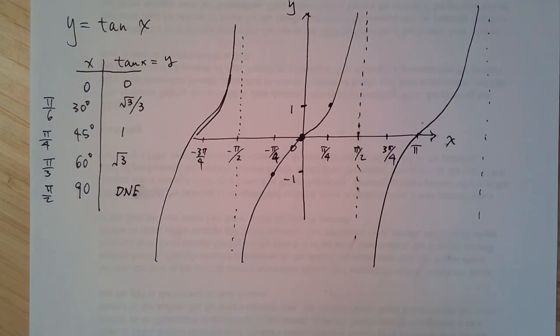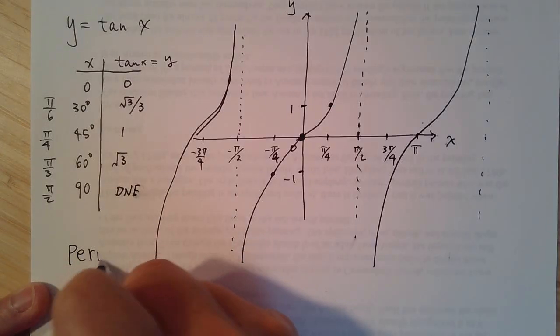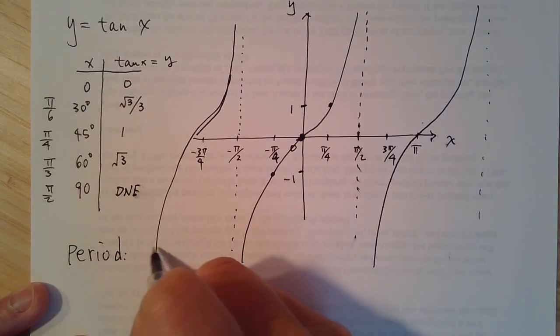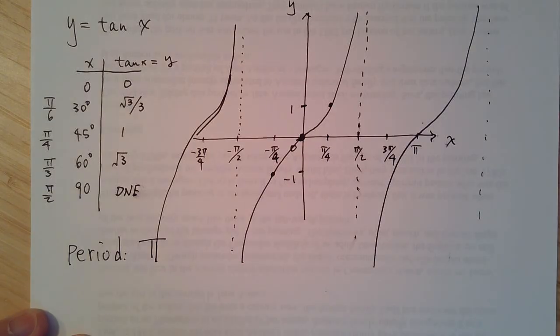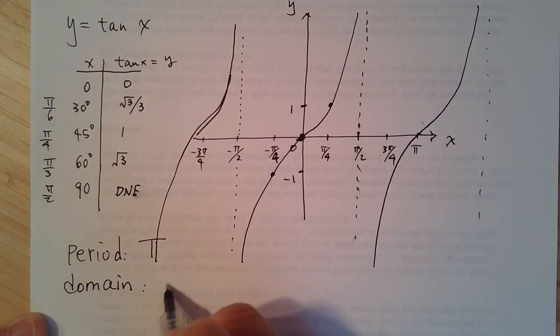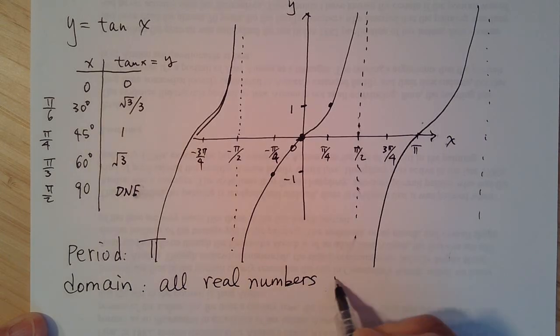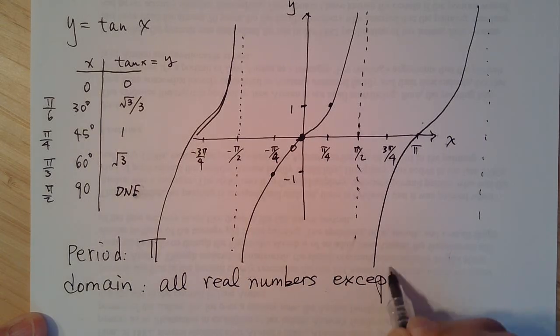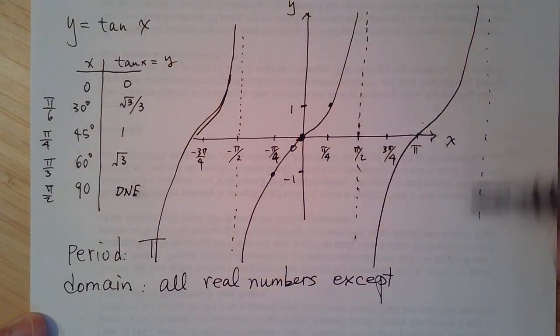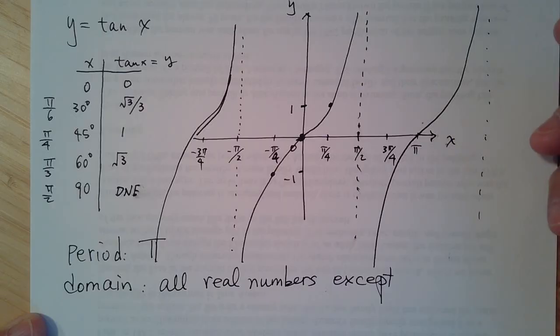So what we can tell is for the tangent function, we have the period, very important, pi. Period is pi. And what is the domain? Domain x can be all real numbers except all the dotted line thing, because when x equals that value, our y is undefined.